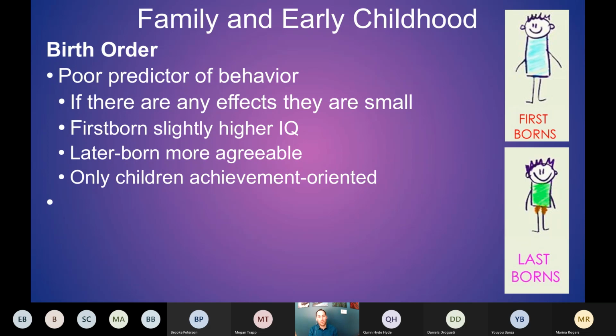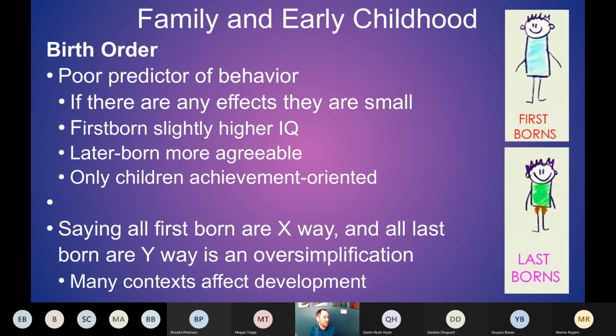So if you're dating someone and you know they're the first child, you wouldn't be able to say, oh, they have the highest IQ of all their siblings. Because this is on average again. Some children are not going to fit this. Some are going to have a big difference. But most are going to have essentially no difference that you could see, unless you're getting a big pool of first, second, third borns and doing a study like this. Only children do tend to be a little more achievement oriented than children with siblings. So saying all firstborn children are this way or that way is definitely an oversimplification. There are many, many contexts that affect development beyond just the birth order.